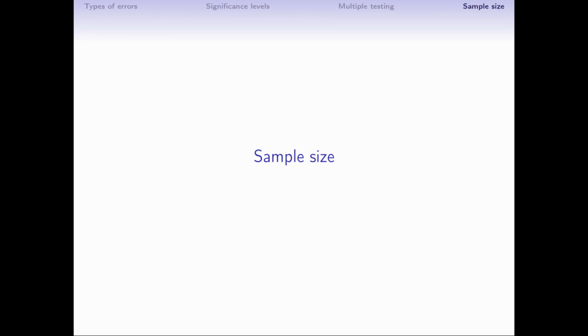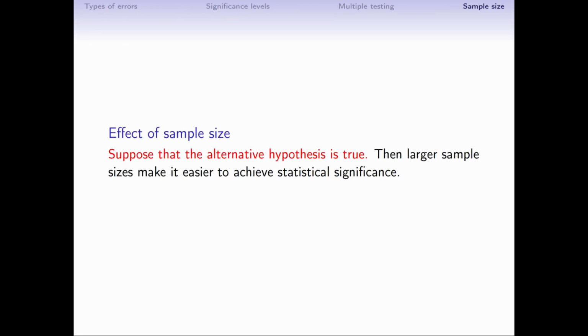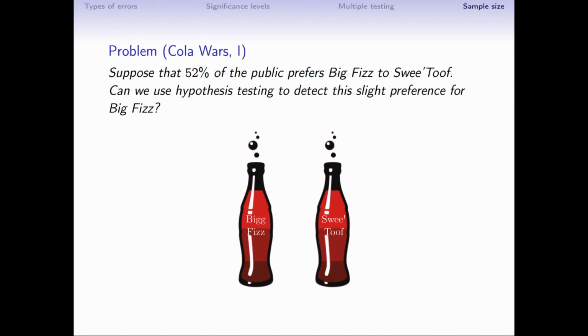Our last topic is sample size. And I want to look at the effective sample size. So suppose that the alternative hypothesis is true, then larger sample sizes make it easier to achieve statistical significance. And I want to study this in the context of a very silly example.